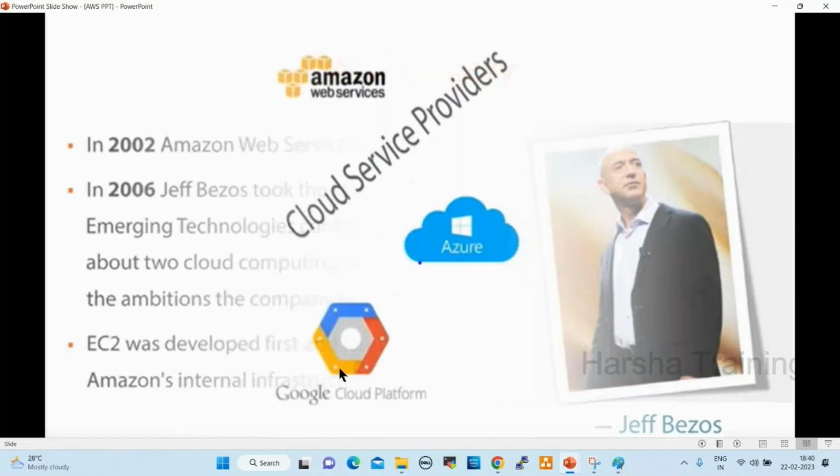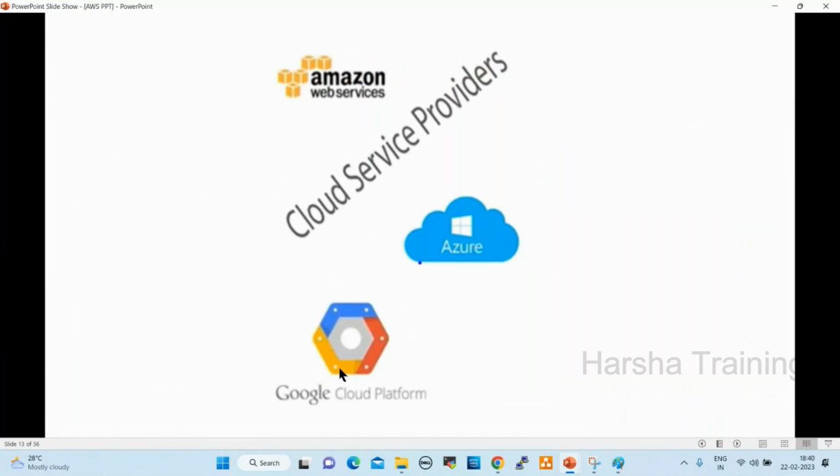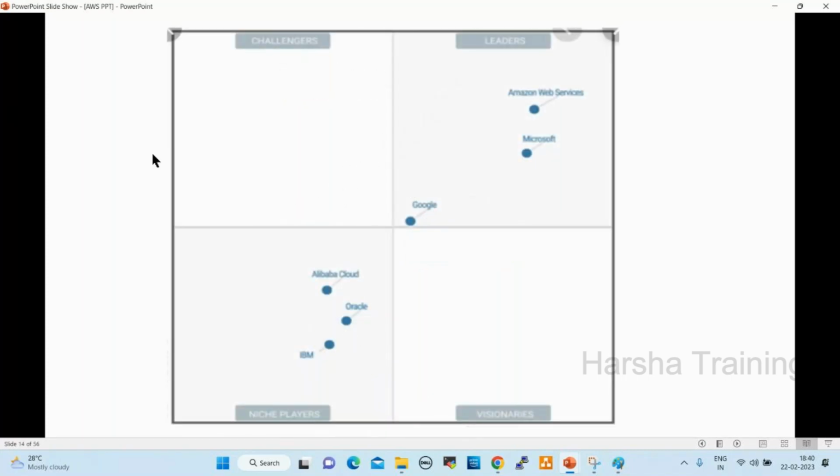Right, so these are the topmost clouds available in the market. AWS, Amazon Web Services is in first place. Azure, Microsoft Azure is in second place. Google Cloud is in third place. So these are the quadrants.